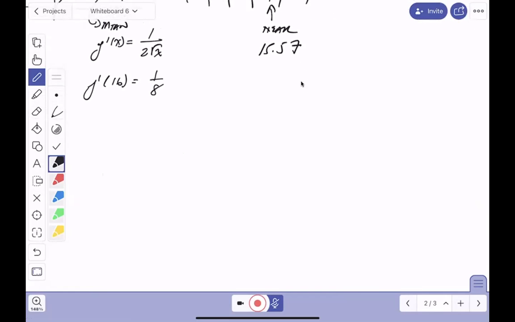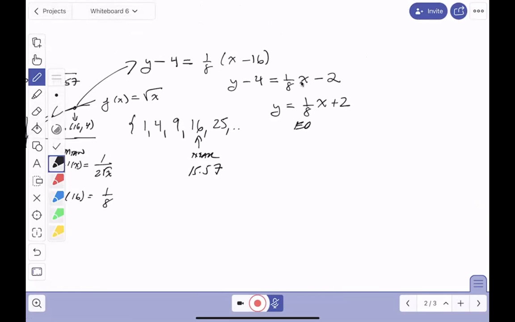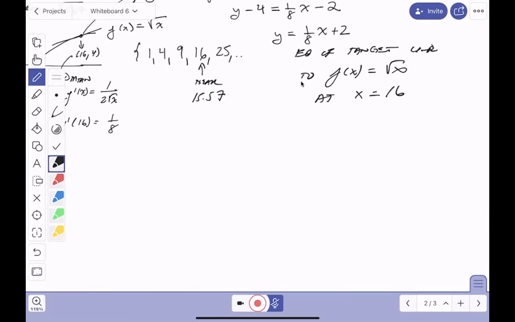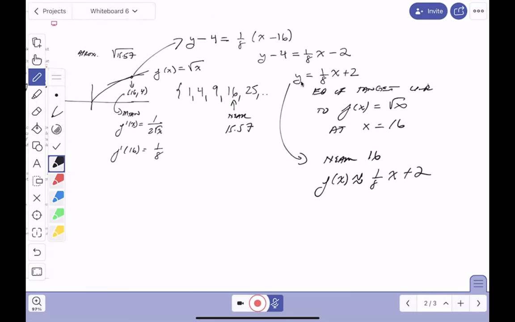All right, what am I saying? I'm sorry, this is the equation of tangent line to f of x equals root x at x equals 16. What am I saying? That this tangent line, when we're near 16, actually looks just like the function. So I'm going to say f of x is approximately the same as 1/8 x plus 2. We are now going to use that to figure out approximately what the square root of 15.57 is.